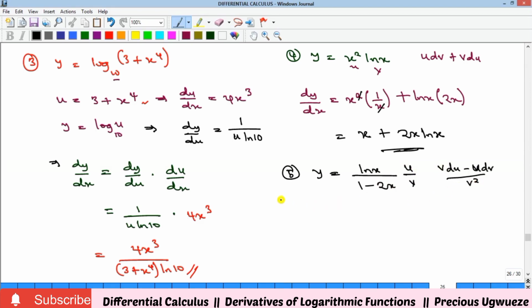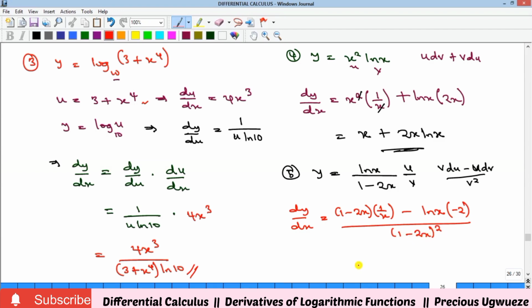So if we substitute into that formula, it means that our dy dx is going to be equal to v, which is 1 minus 2x, multiplied by du. Du is the differentiation of ln x, which is 1 all over x, then minus ln of x, which is u, multiplied by the differentiation of this, which is minus 2, and that is all over the square of 1 minus 2x.